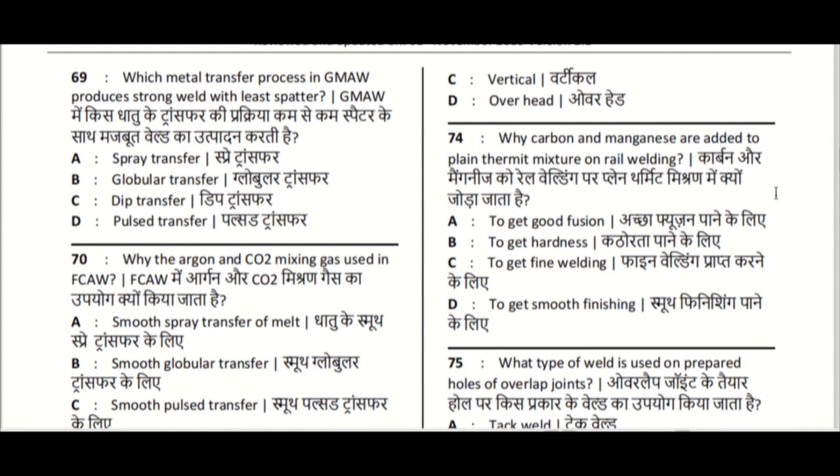Only vertical position. Why are carbon and manganese added to plain thermite mixes in rail welding? Carbon and manganese are used for getting more hardness. To get hardness is the right answer.